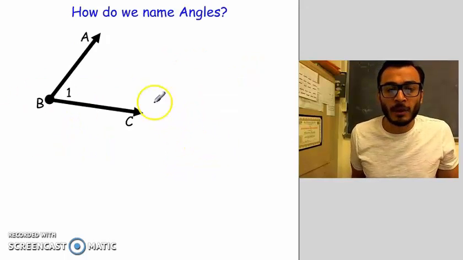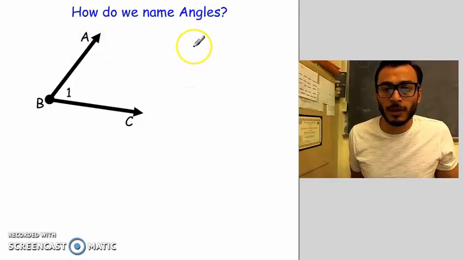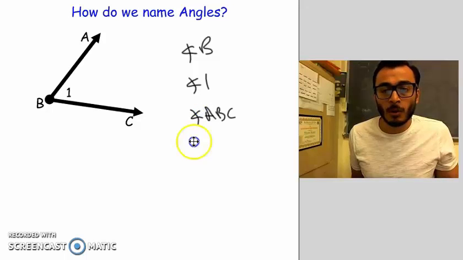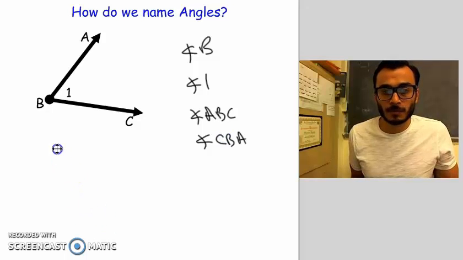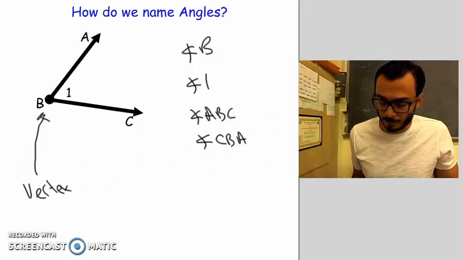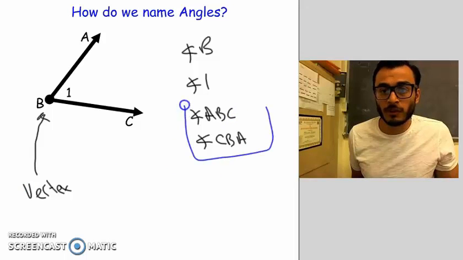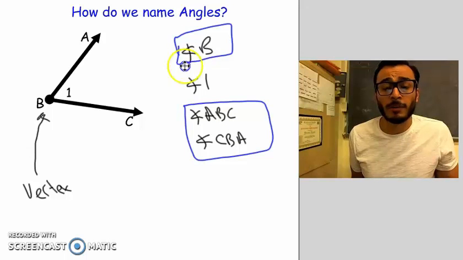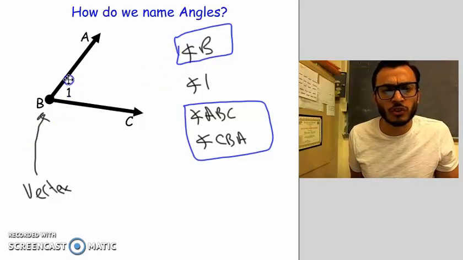Alright, how do we name angles? So you can name this guy 4 different ways. You can call it angle B. You can call it angle 1. You can call it angle ABC, or you can call it angle CBA. You must have the vertex in the middle if you decide to use the letter system. Notice the vertex B is in the middle, and then here I'm just calling it by the vertex. And the vertex is just where we find the angle opening.